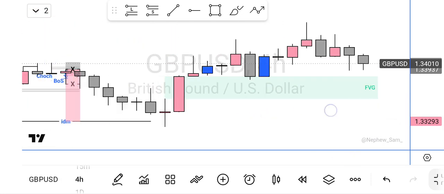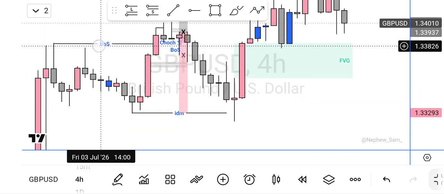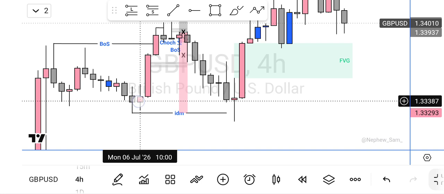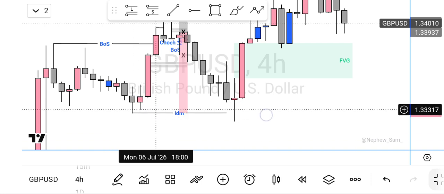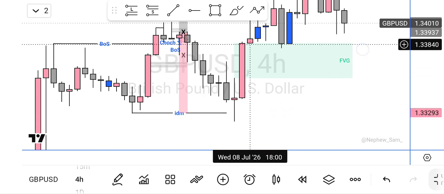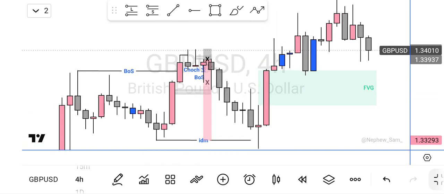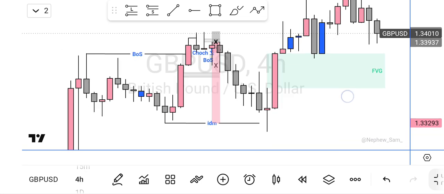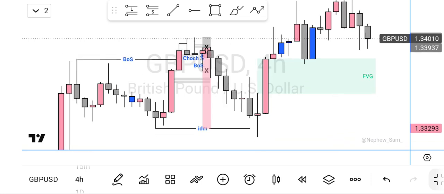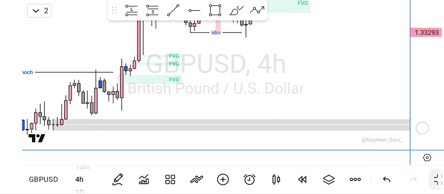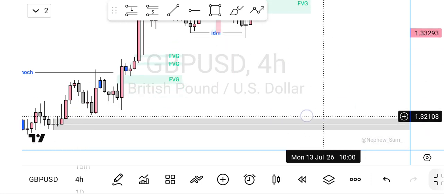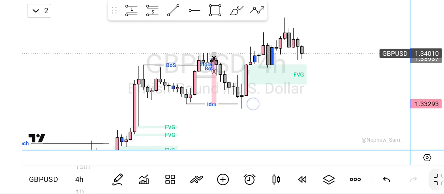Our 4 hours, we have a break of structure here, which is the second break. So we are expecting that price should at least take out this inducement before the buy continues. That is the reason why I was looking for sales on the 15 minutes, because this is the initial target and this is the overall target, which the price did not come to. It only goes to the initial target.